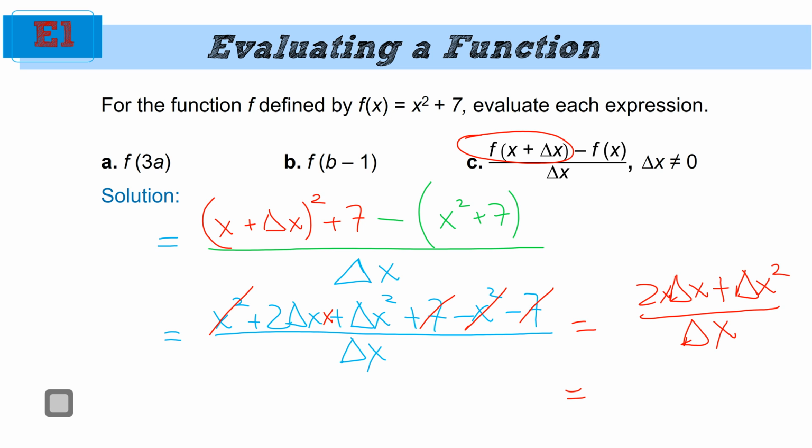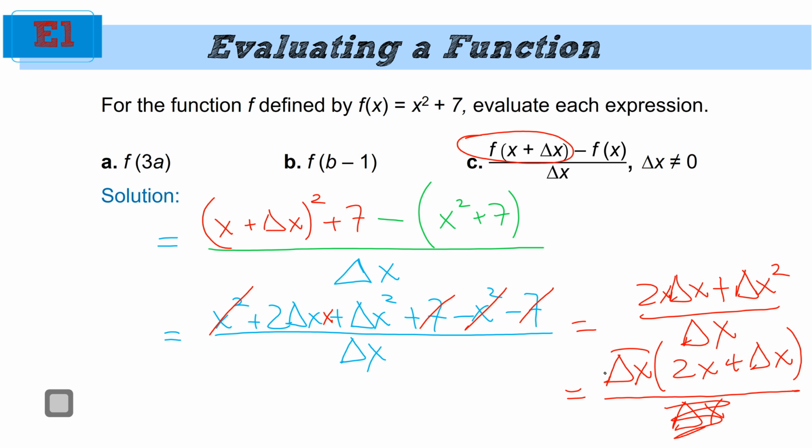You could cancel the delta x's. However, when things get more complicated, that could lead you to some sloppy math. So what I would prefer is to factor out the delta x. Then cancel, and we're done. 2x plus delta x. That's not quite a derivative, but it's pretty close to a derivative, and we'll talk about what a derivative is later. But that whole process we're going to do quite a bit.